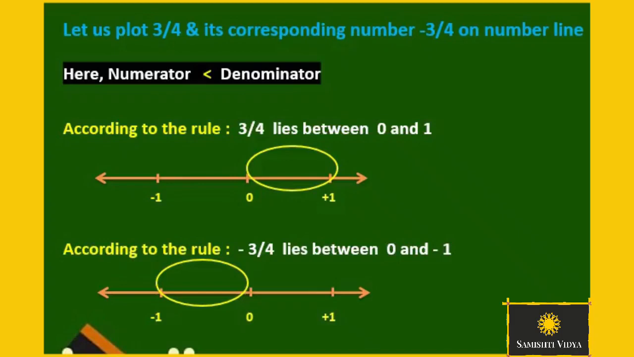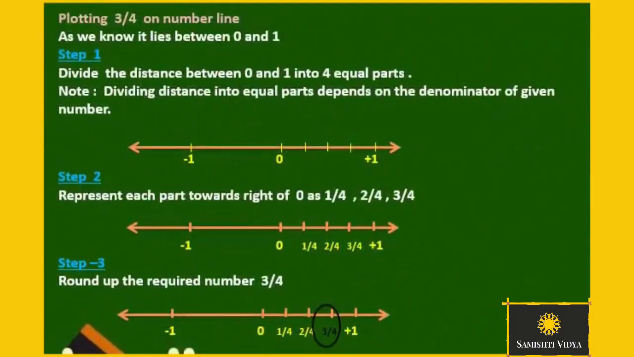Here, the numerator is less than the denominator, which means the positive rational number should lie in between 0 and plus 1, and the negative rational number minus 3 by 4 should lie in between 0 and minus 1. Take a look at plotting 3 by 4 on the number line. We all know that 3 by 4 lies in between 0 and 1.